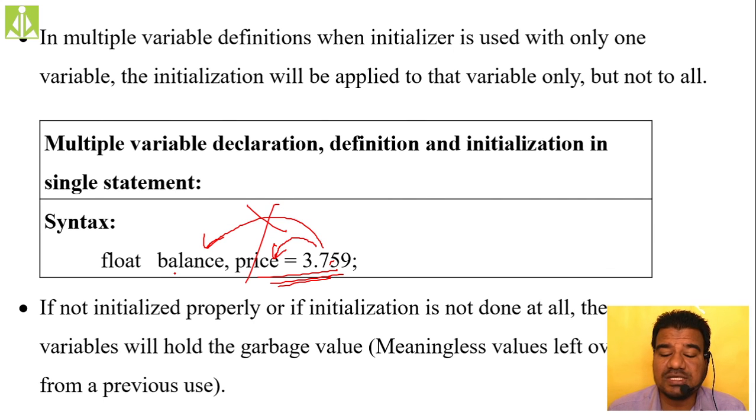If not initialized properly, then balance will hold a garbage value: unknown, meaningless, value of no use to us. That is the reason we call it a garbage value. These things you have to remember. Whenever you do the initialization properly, the variable will hold that specific value. If you don't do the initialization, then the variable will hold a meaningless, unknown value, garbage value in short.